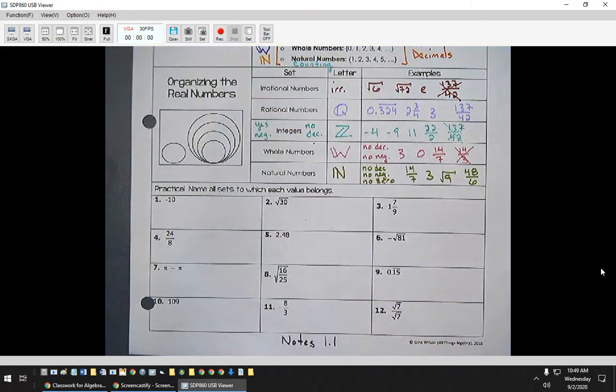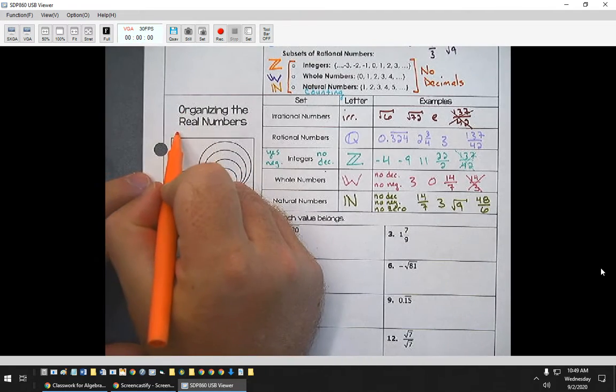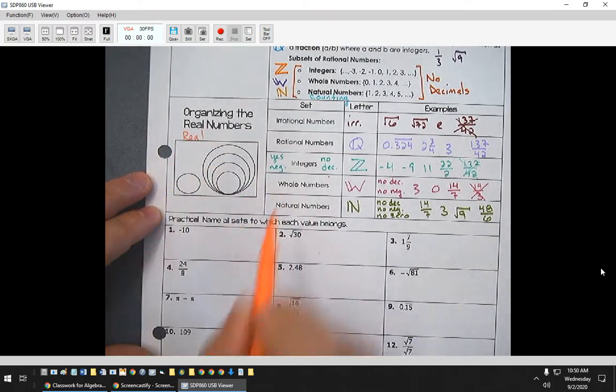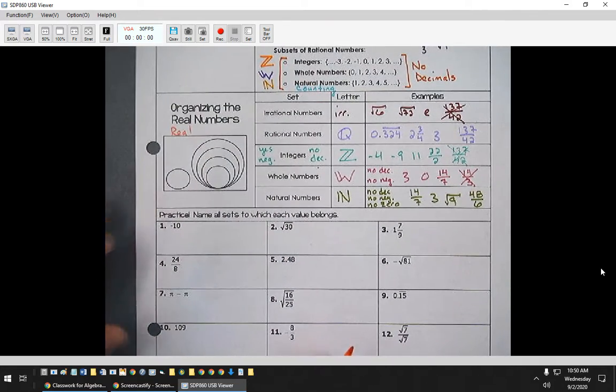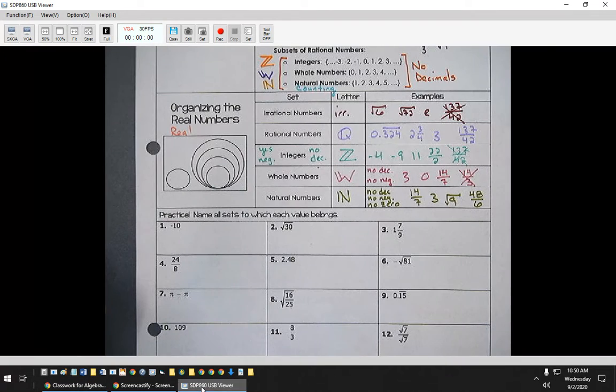So what I want you to do is start here. This set, pause it. This is the set of real numbers. So this piece of paper is all the real numbers. See if you can fill in how this works. Okay, so hopefully you paused it and gave it a try.